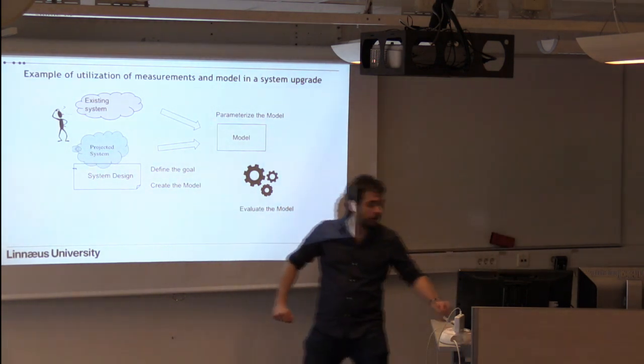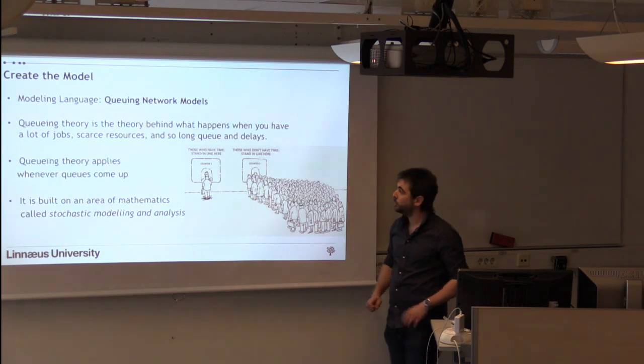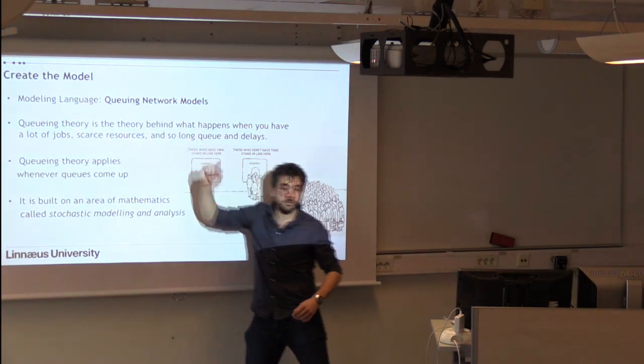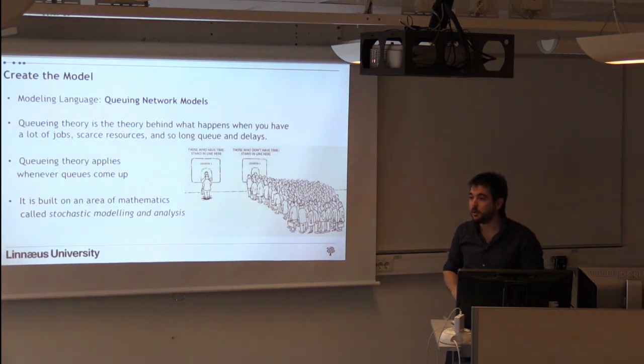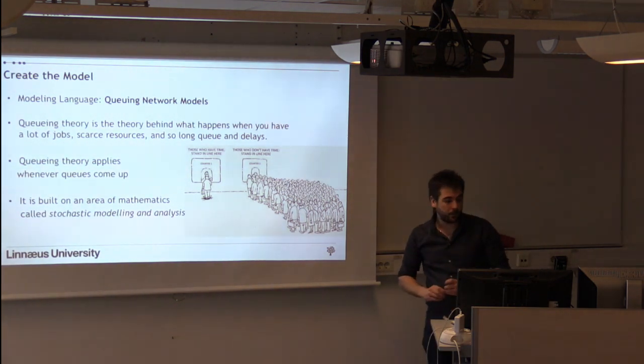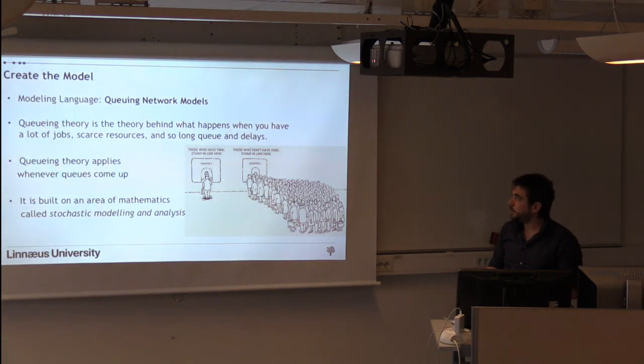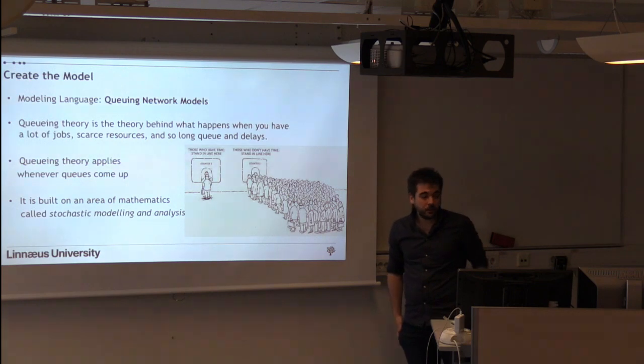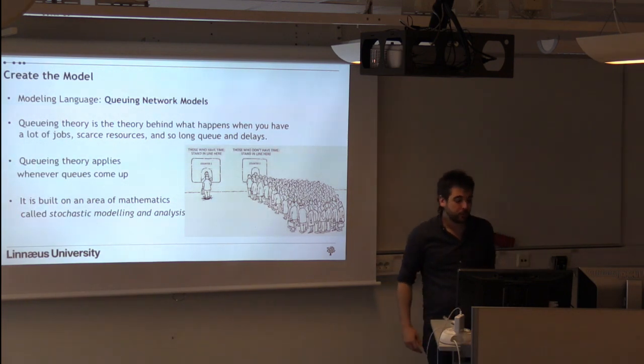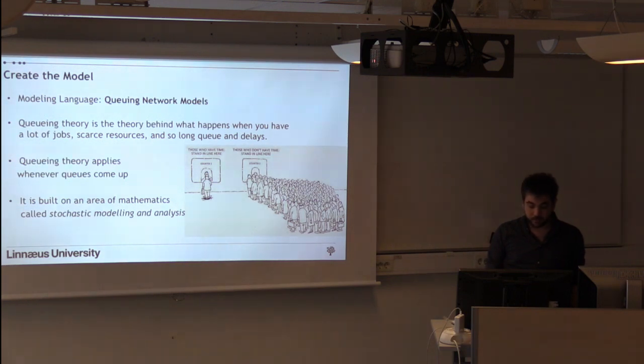So now, to create the model, we will use queuing network models. This is the model language we are going to use in this block for performance evaluation. Queuing network models are evaluated using queuing theory. This is the theory behind what happens when you have a lot of jobs, scarce resources, and very long queues and delays. We can apply queuing theory every time that there are queues, and queuing theory is built on an area of mathematics called stochastic modeling and analysis.